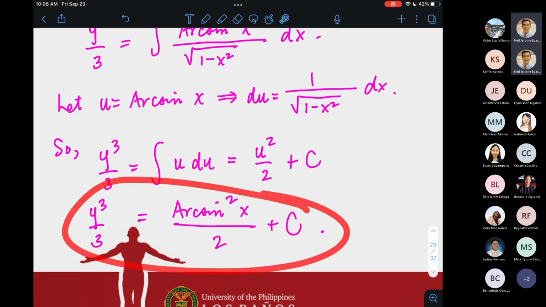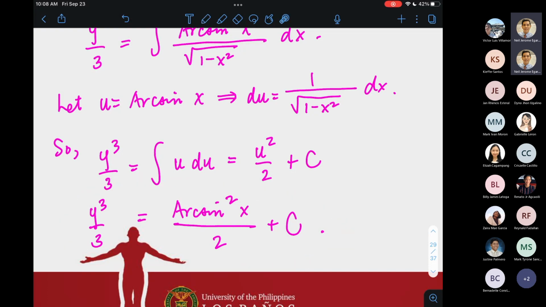But again, whenever possible, try to write your answer in explicit form para mas madali siyang i-analyze if we need further analysis. So here I want to isolate y, and to do so, I need to multiply both sides by 3, then take the cube root.